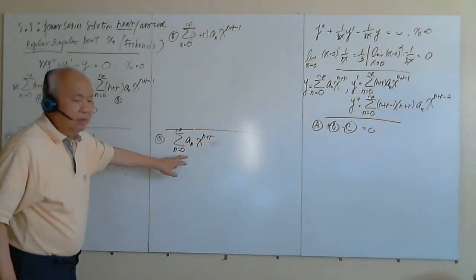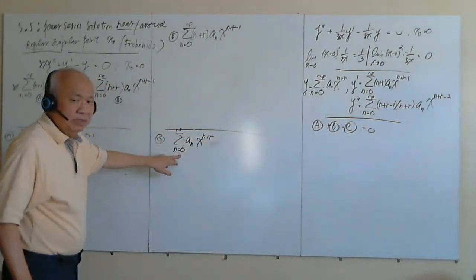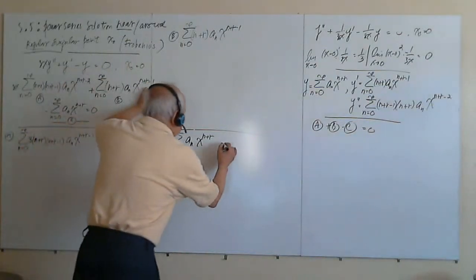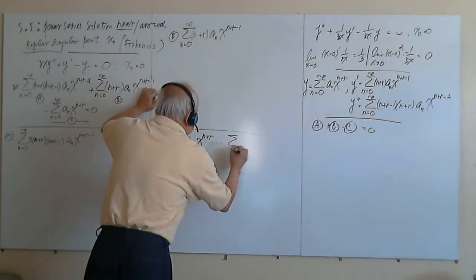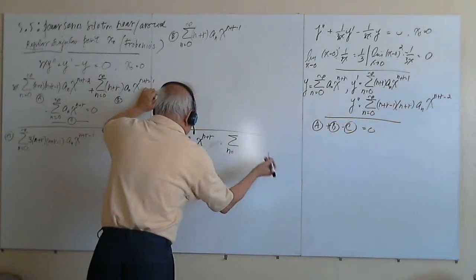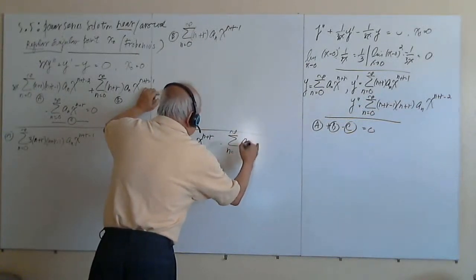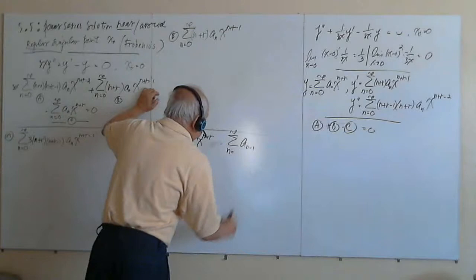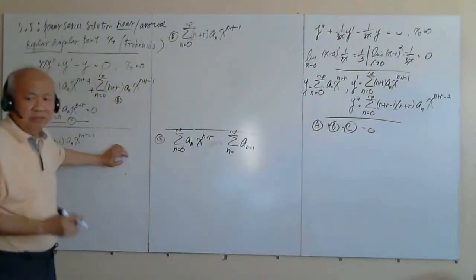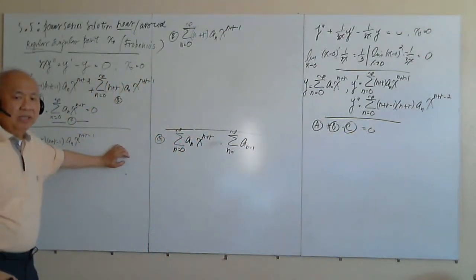Am I correct? Yes. Minus 1, plus 1. So it's going to be equal to the sigma sum of something, something here, and then a n minus 1. Am I correct? Remember here we have to subtract everything by 1 here, right?